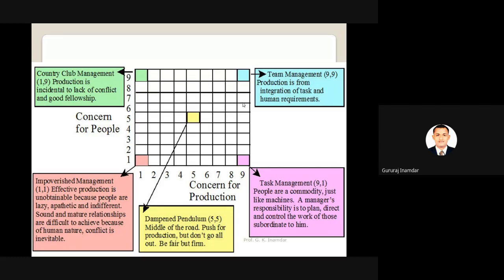Improved management. Okay, improved management 1.1: effective production is unobtainable because people are lazy, apathetic and indifferent. Sound and mature relationships are difficult to achieve because of human nature. Conflict is inevitable. Now this is an analysis chart, we can say that. Okay, now suppose as a manager we have to analyze the people working in your industry or staff working in your industry, you have to give grade to them.